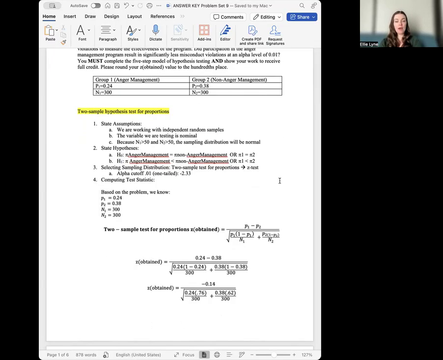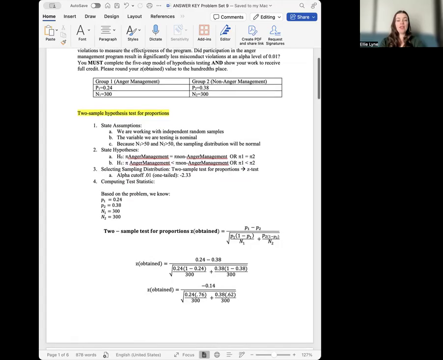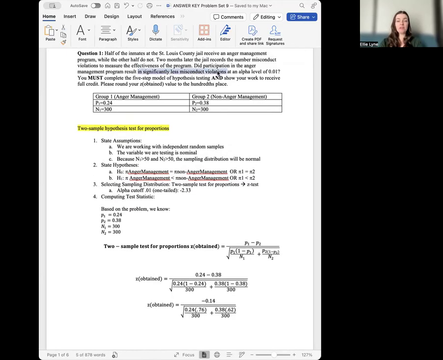Moving on to step 3, we know that we have a 2-sample test for proportions. We established that right off the bat, so we knew what assumptions to make. So we know that we will be running a z-test. We also know from the problem itself that this is an alpha level of 0.01. We also know, based on the alternative hypothesis we just made in step 2, that this is a one-tailed test, because we are only interested in whether or not it is significantly less misconduct violations.